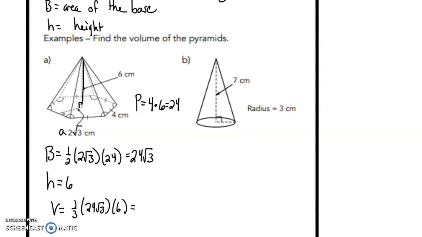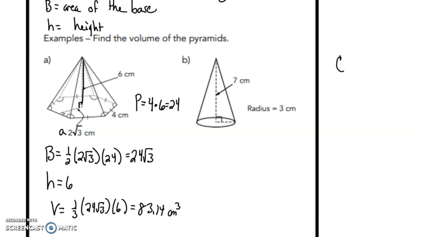Okay, so now we're going to type it in our calculator. We have 1/3 of 24 square root 3 times 6. Okay, I got roughly 83.14, and we are in centimeters, and this is cubed because it's a volume.